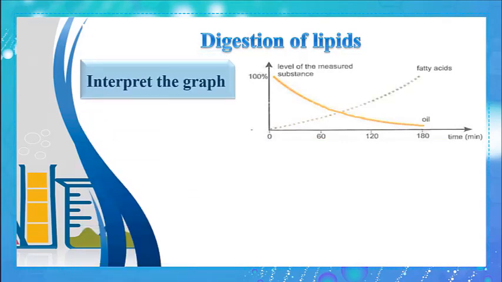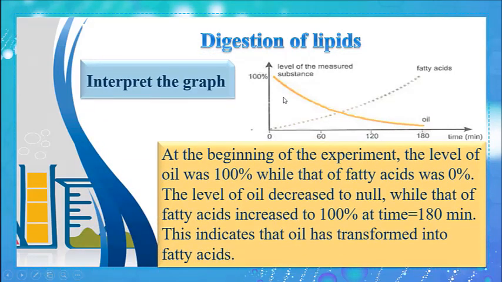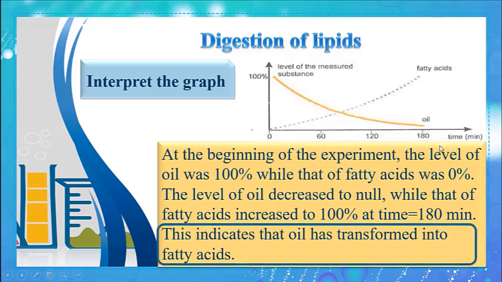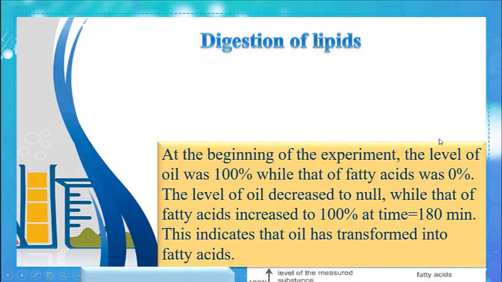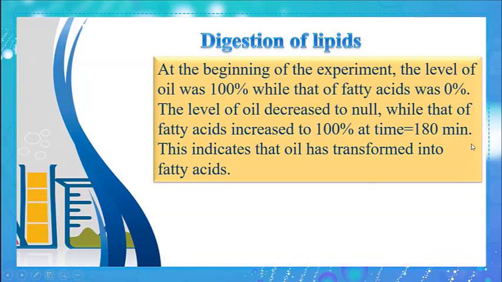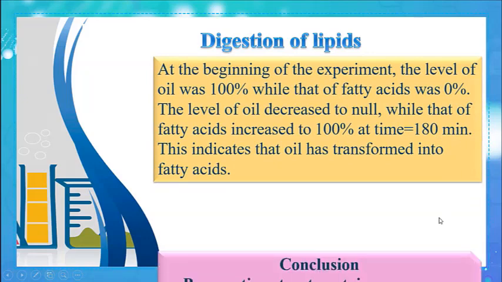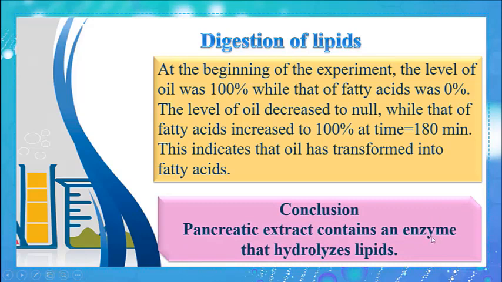Let's interpret the graph. At the beginning of the experiment, the level of oil was 100%, while that of fatty acids was 0%. The level of oil decreased to null, while that of fatty acids increased to 100% at time equal 180 minutes. This indicates that oil has transformed into fatty acids. And this leads us to the conclusion that the pancreatic extract contains an enzyme that hydrolyzes lipids.